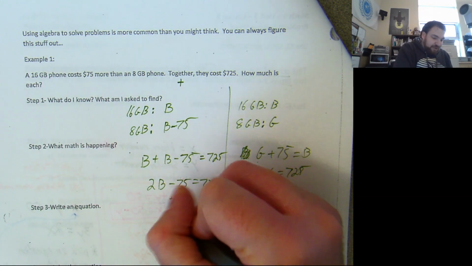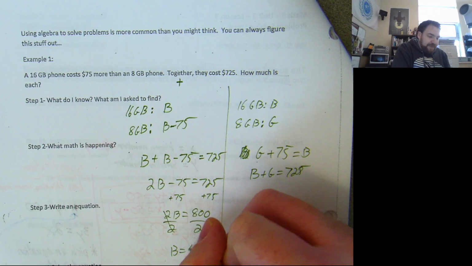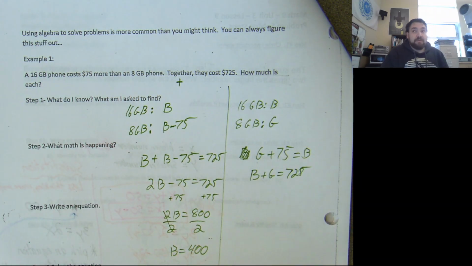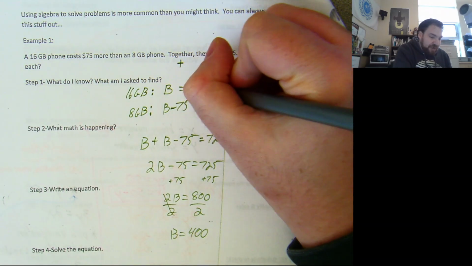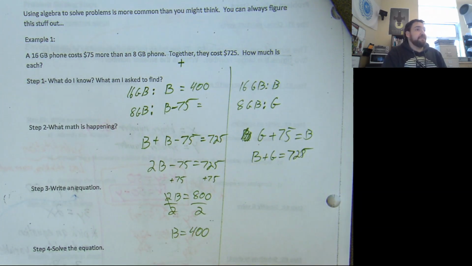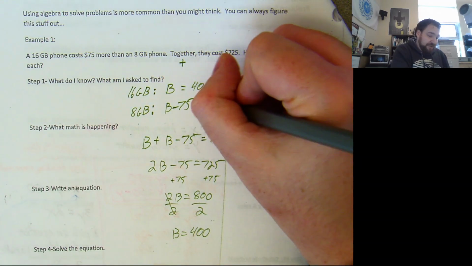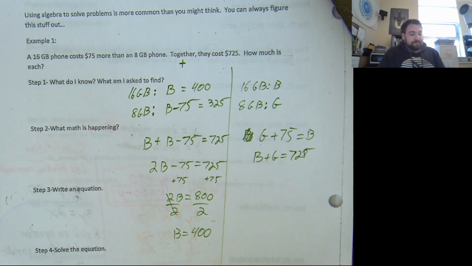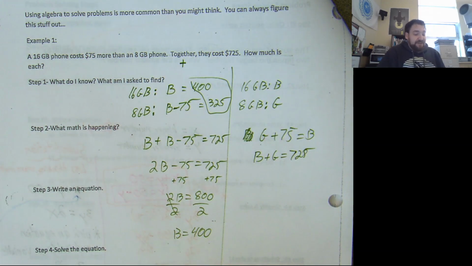We're going to divide by 2. And B is 400. So the 16 gig phone costs $400. So the 8 gig phone costs 75 less than that, 325. And these two numbers add to 725, so you're good.